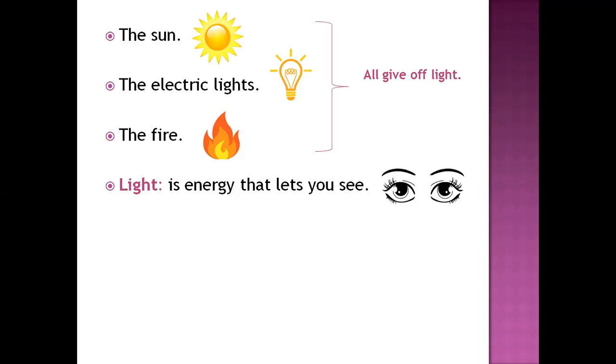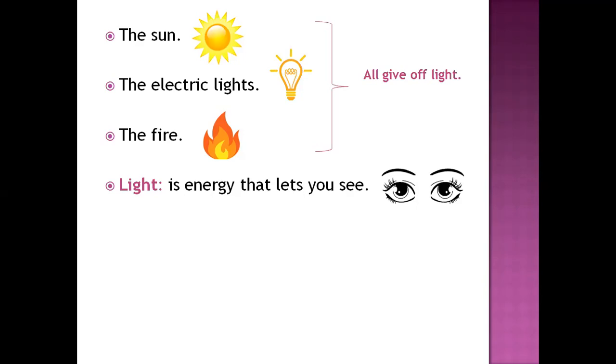So we have three sources that give off light. The sun is the first source that gives off light. The electric lights means all of the lamps. Electric lights, repeat after me, electric light, okay? And the fire. So there are three sources that give off light.